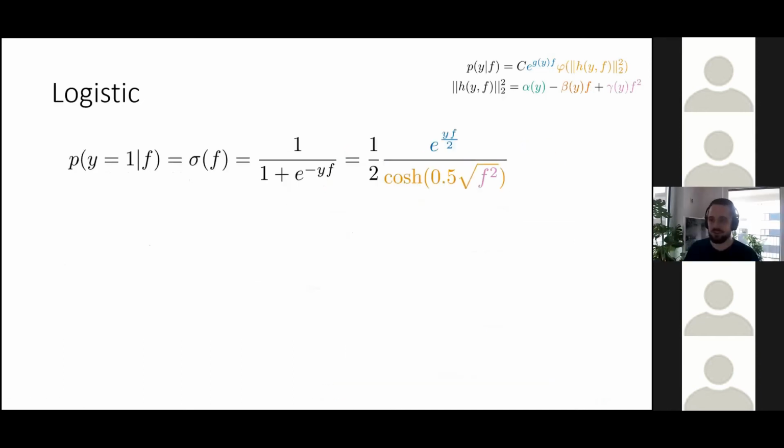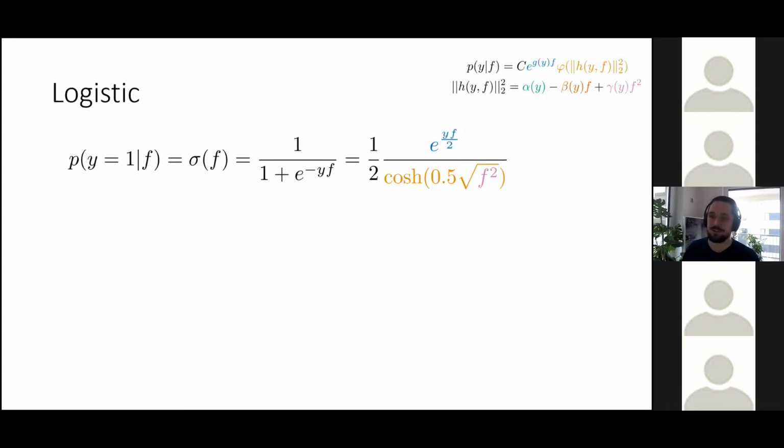Now we can do the same with logistic. Why do I choose logistic as well? Because the logistic function is usually written as 1 over 1 plus exponential of minus yf, except that it's not so clear what phi is here. But if you write it in a different way, we now have this exponential term, the blue one. We have our phi, which is cosh of 0.5 square root of f squared. And yeah, so what if I pass this to Mathematica? Mathematica will tell me I have no idea.